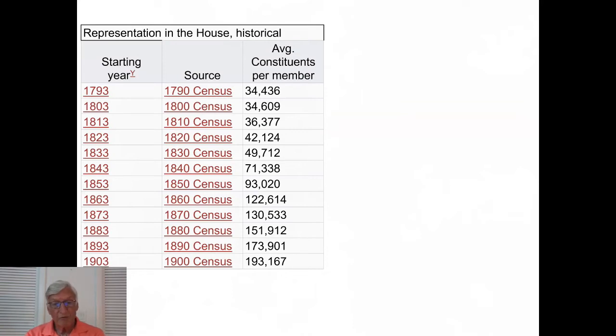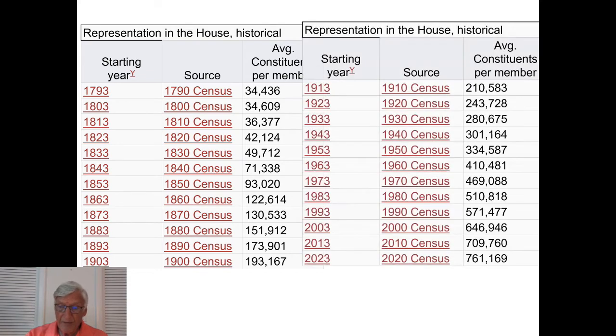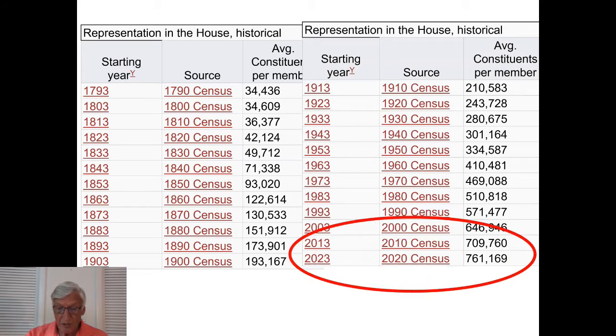Now, just for your minor interest, here is the average number of people per congressman in the various seats from 1790, when there were 34,000 plus, to 1903, nearly 200,000. And then it goes up and up and up until we get to the current time, when, as of 2023, when Congress convenes, each representative will be allotted approximately 761,000 people in their district.